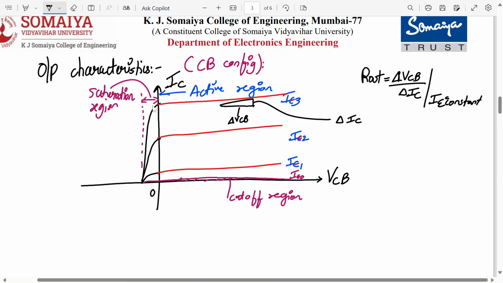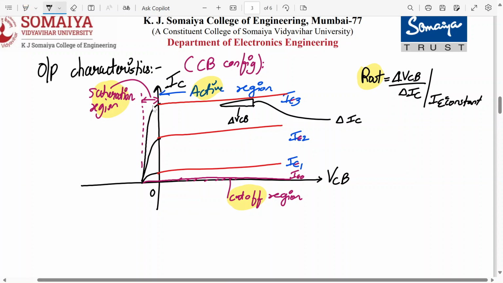Okay, so एक information मिल गया. One information was it tells us about the operating regions of the BJT: saturation region, active region, and cutoff region. Second, it gives information about the R out. Third, it gives information about the relation between IC and IE.